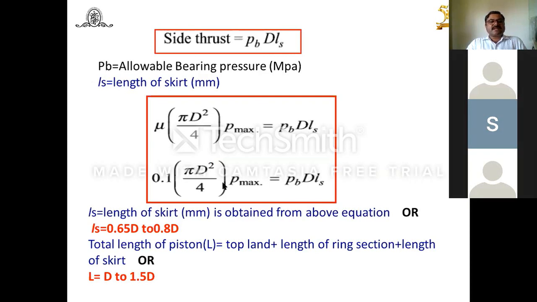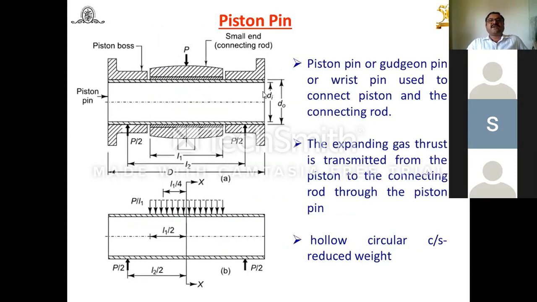Once you get this LS, or if you don't know it, you can find LS equal to 0.65 D to 0.8 D by using this empirical relation. The total length of the piston means top land plus length of ring section plus length of the skirt. We have already calculated all the dimensions. Only one point is remaining. Let us see it in 2 minutes.